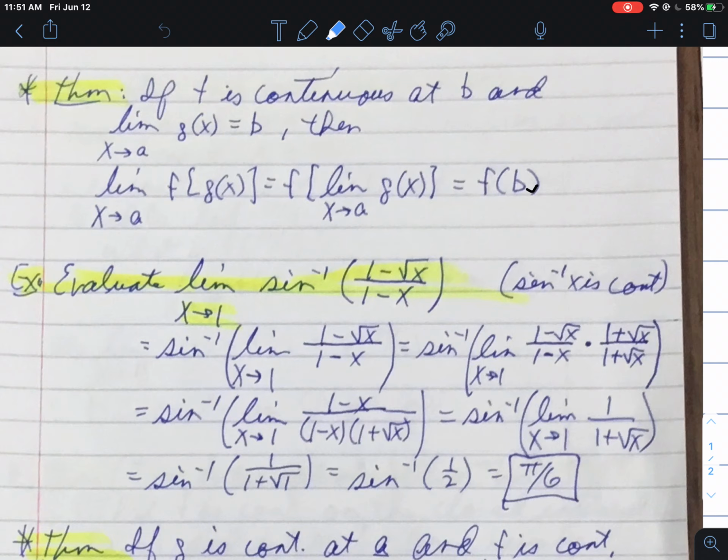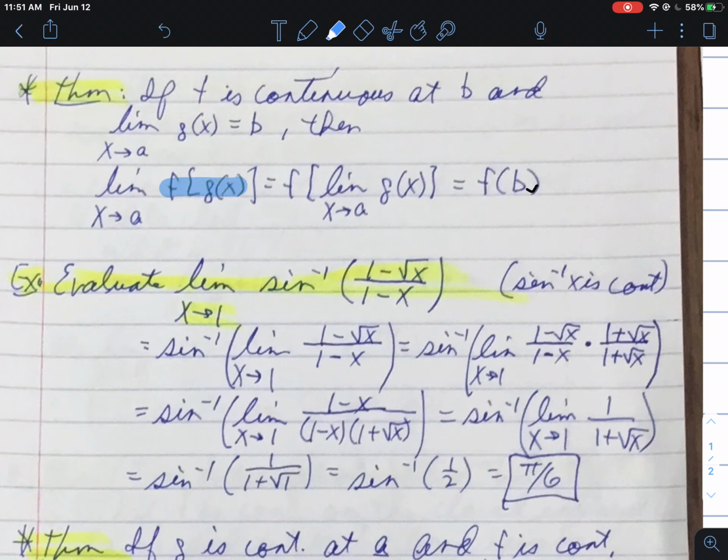So this next theorem says that if f is continuous at b, and the limit as x approaches a of g of x is equal to b, then the limit as x approaches a of f of g of x equals f of the limit as x approaches a of g of x, which is equal to f of b. And what is that exactly saying?